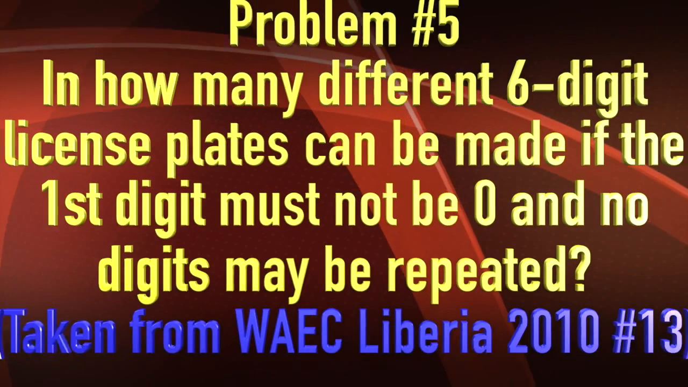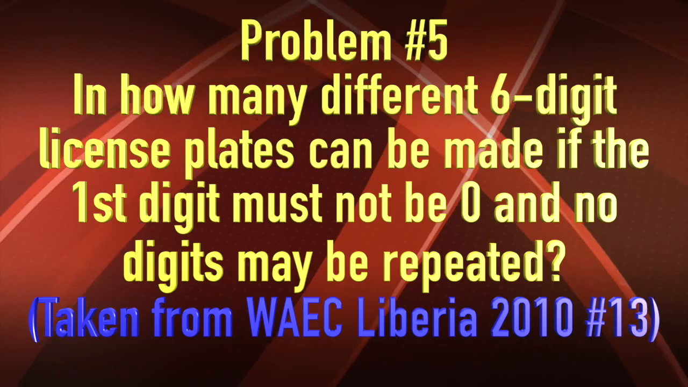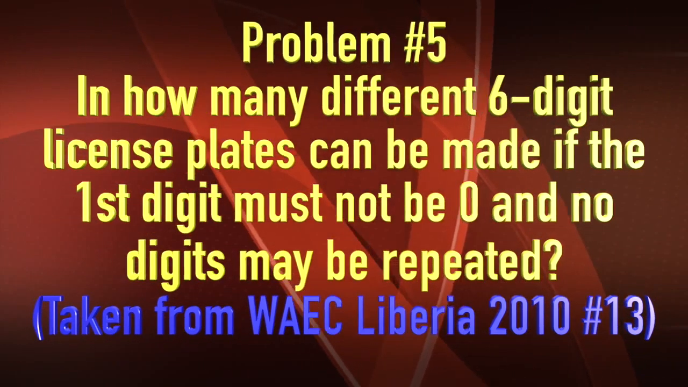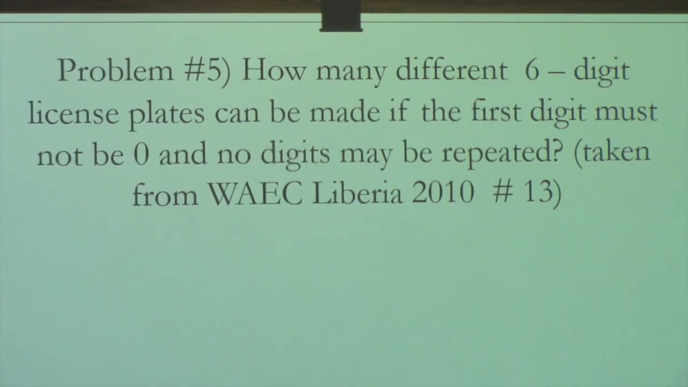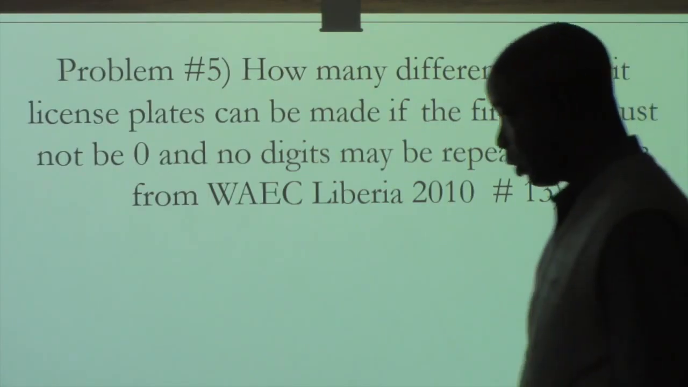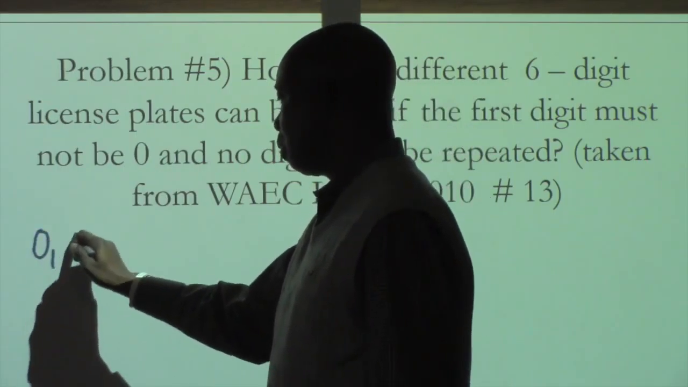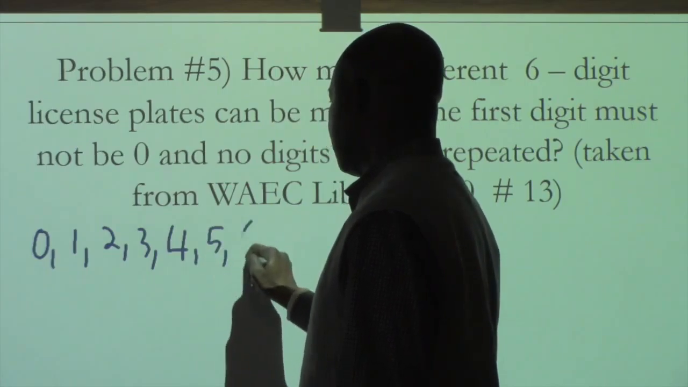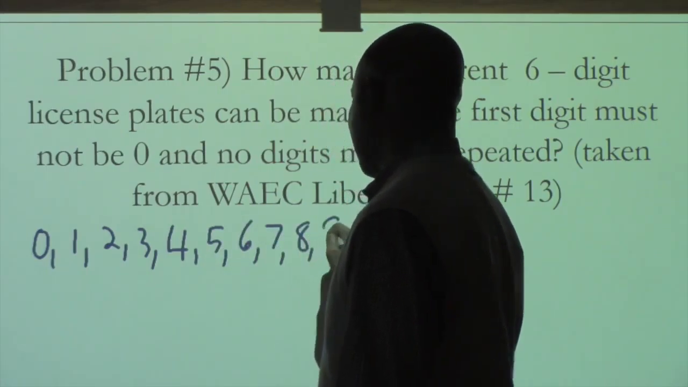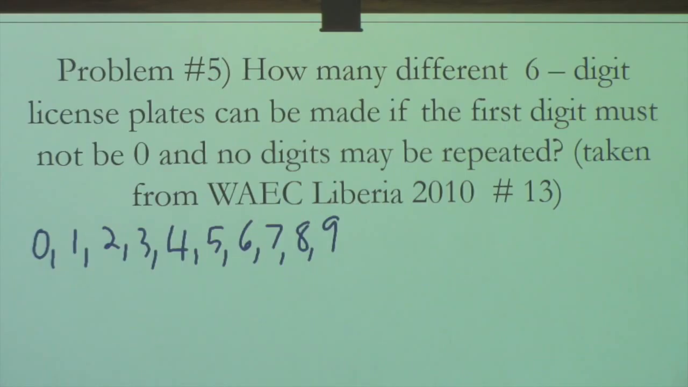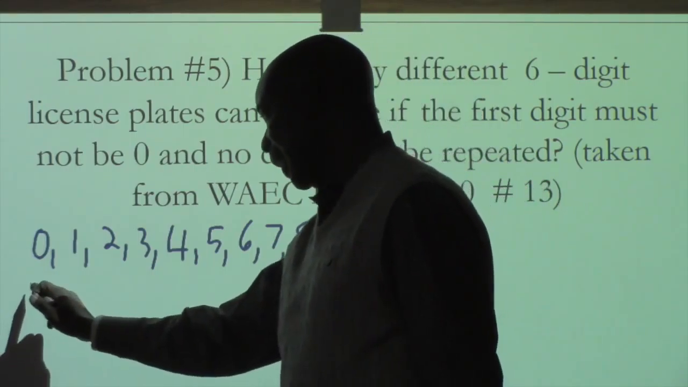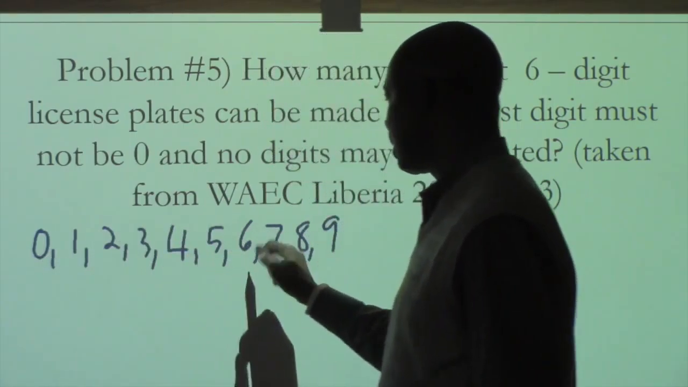It says how many different 6-digit license plates can be made if the first digit must not be a 0 and no digits may be repeated. So let's do something. So what are the digits we are talking about? We are talking about the numbers 0, 1, 2, 3, 4, 5, 6, 7, 8, 9. So, well, how many do we have altogether? 9 minus 0 is 9 plus 1 is 10. So we have 10. 1, 2, 3, 4, 5, 6, 7, 8, 9, 10.